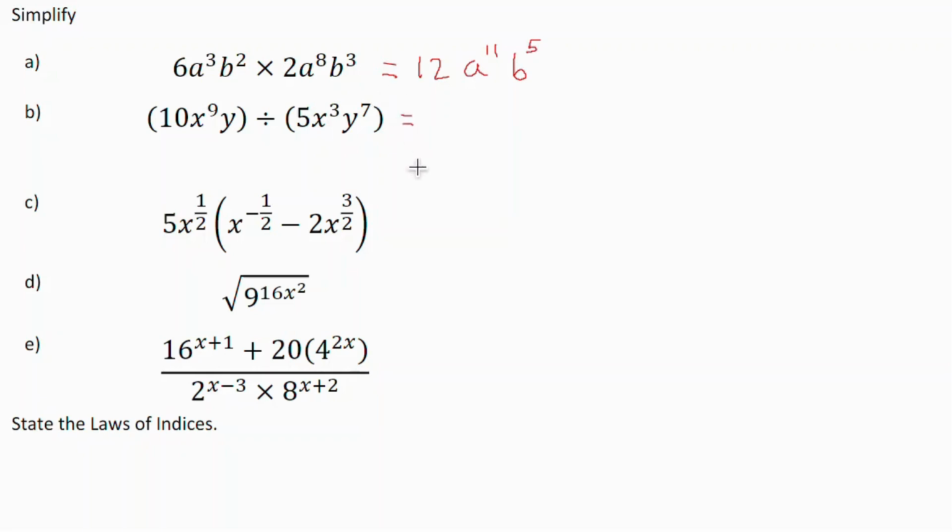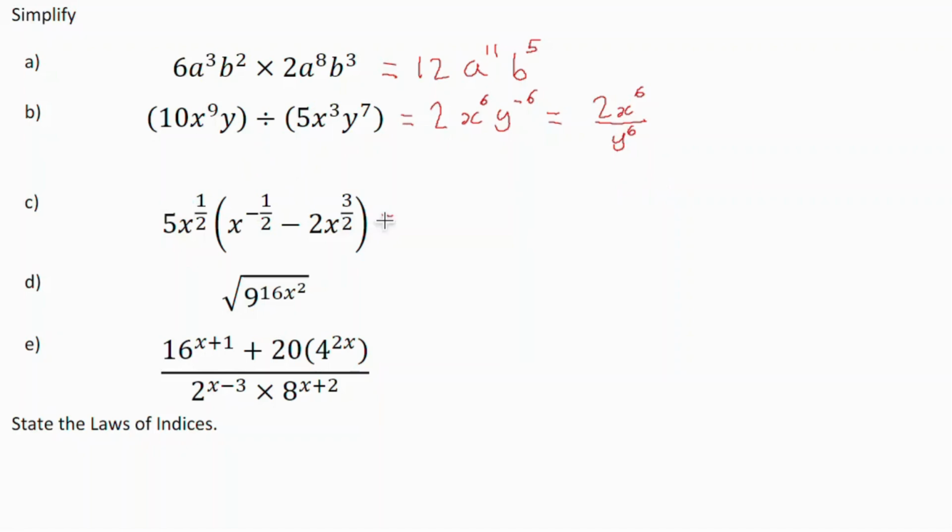For this one, we do a similar process. First look at the coefficients. 10 divided by 5 is going to be 2. X to the 9 divided by x to the 3 is x to the 6. And y divided by y to the 7 is y to the minus 6. Or perhaps we're going to write that as 2x to the 6 over y to the 6.